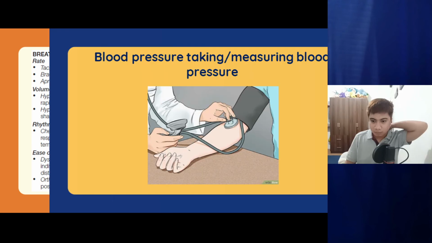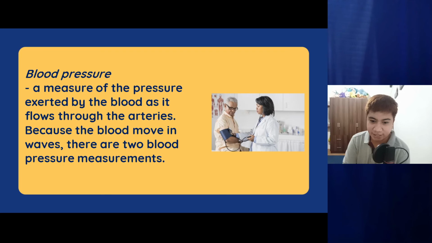And last, we have your blood pressure. Also one of the indicators of your vital signs. So blood pressure, class, is a measure of the pressure exerted by the blood as it flows through your arteries. Because the blood moves in waves, there are two blood pressure measurements. Okay.